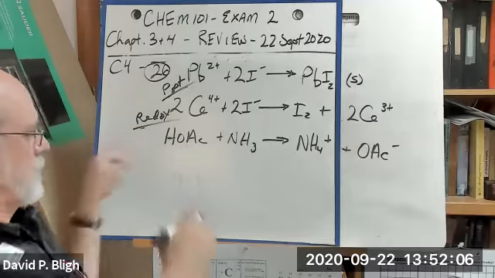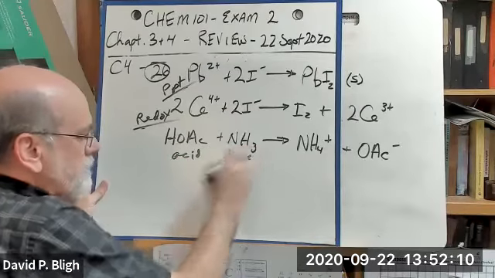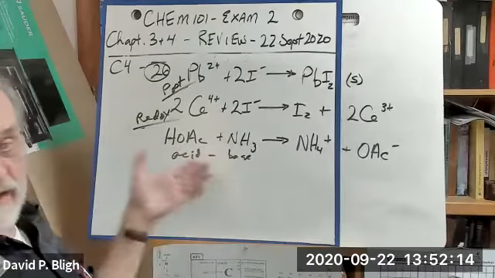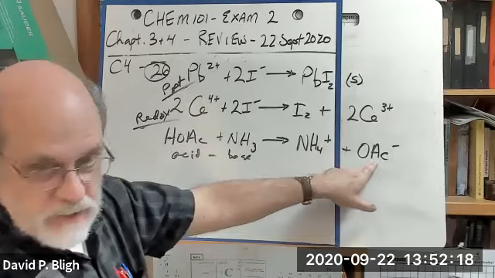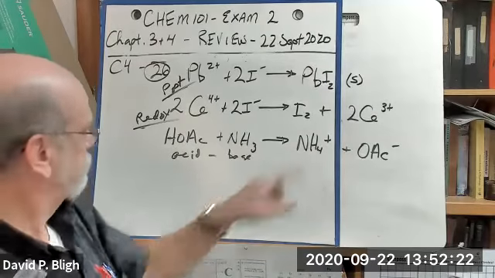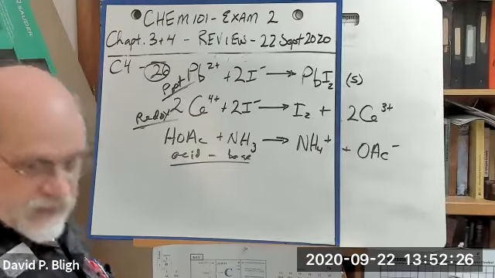This one, that's an acid. This is a base, right? So it's an acid-base reaction. This is your acid, there's your conjugate base. This is a base, there's your conjugate acid. All right, that's 26.